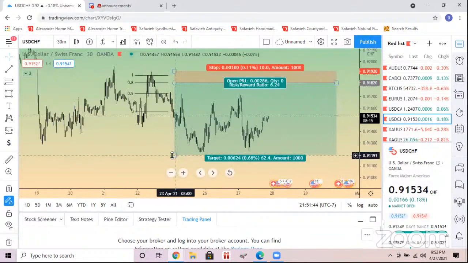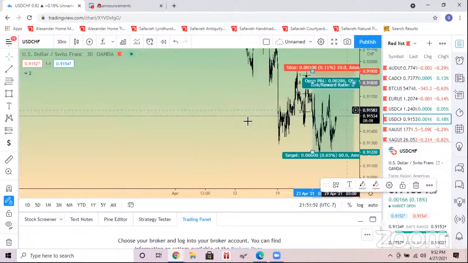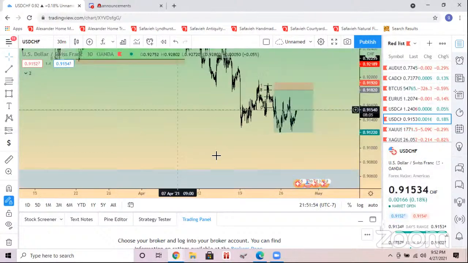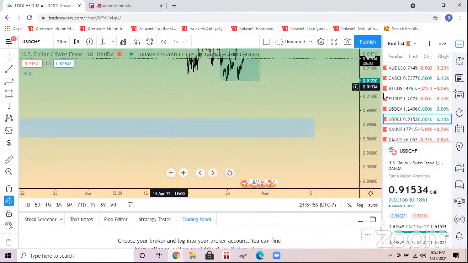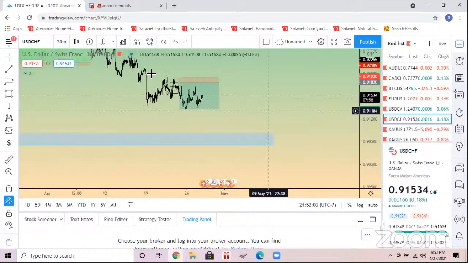Just coming to the low, we're looking at a 6-to-1. So nothing amazing. It's because the stop is so big, but it's okay. Hopefully it comes down into this area and gives us that accumulation we're looking for.